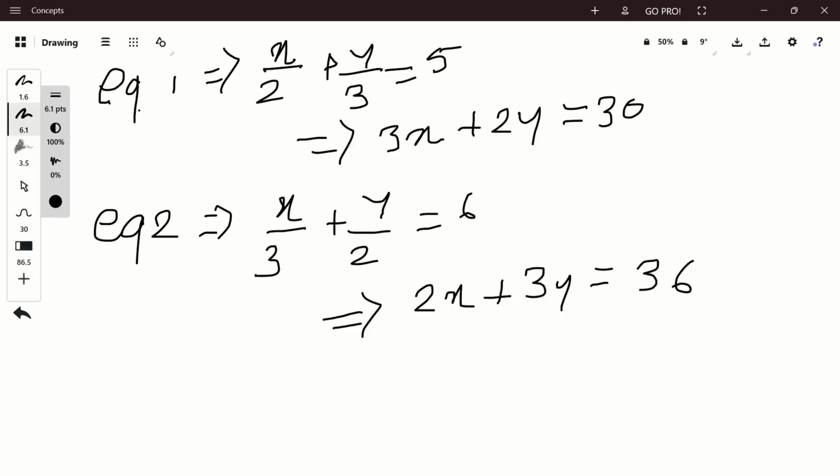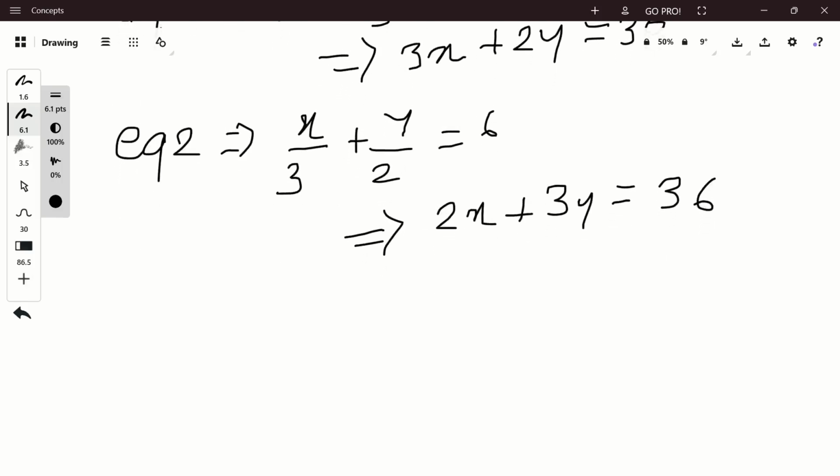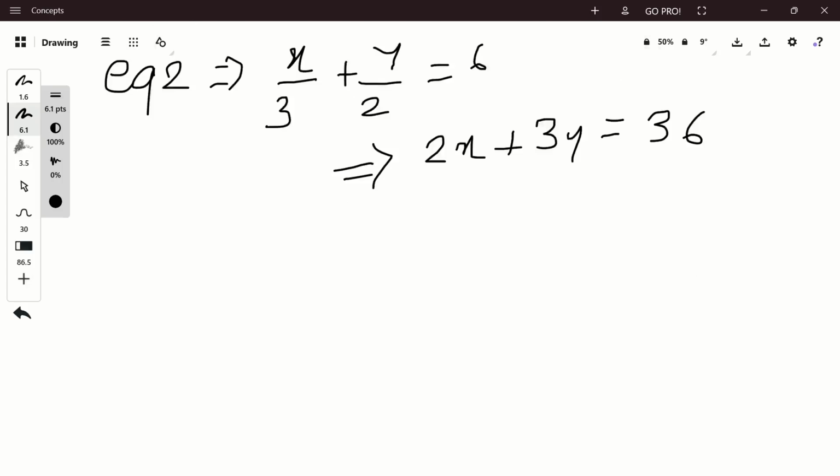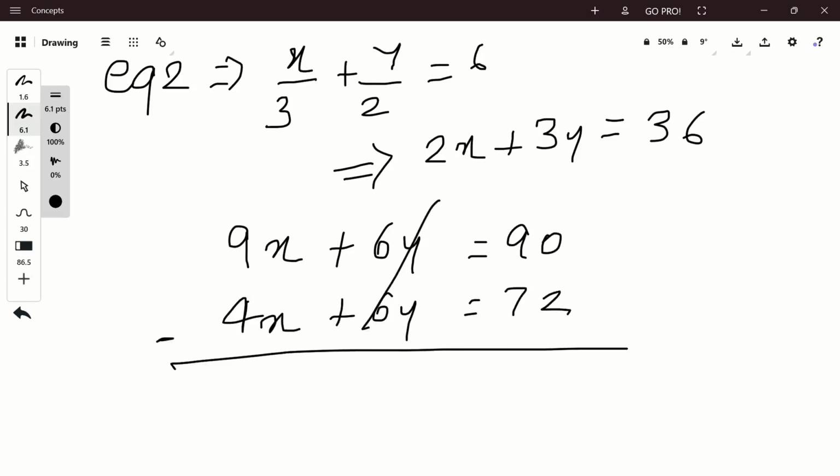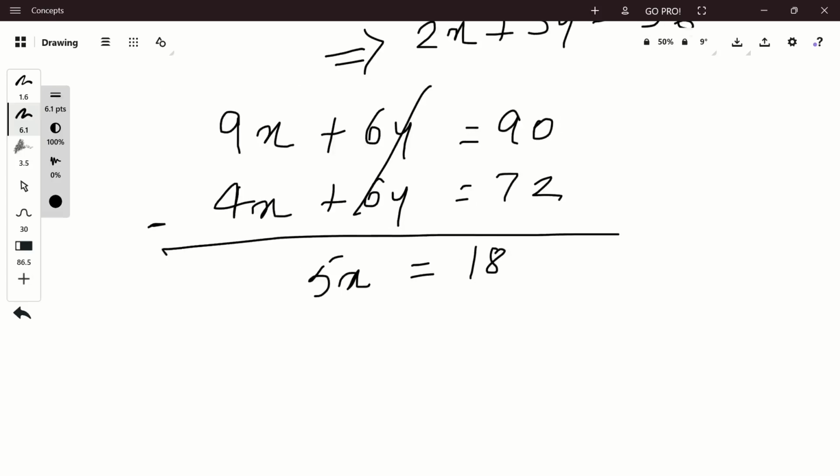Multiplying equation 1 by 3 and equation 2 by 2 to eliminate y, we have 9x plus 6y equal to 90 and 4x plus 6y is equal to 72. Eliminating the y, we have 5x is equal to 18. So x is equal to 3.6.